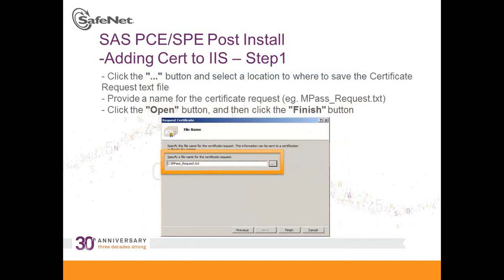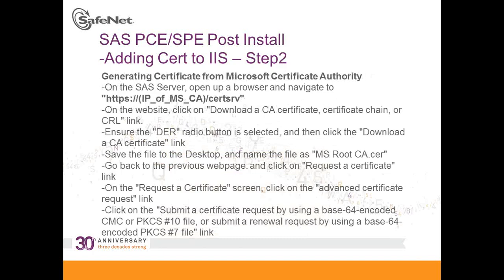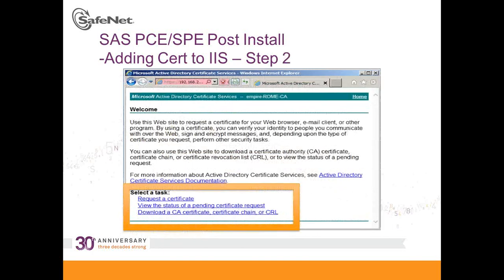Define our distinguished name properties. We're then going to define the location where our certificate request text is located. We're going to open this. We're now going to generate the certificate from the Microsoft CA. Again, there's a set of steps for step 2. I provided some screenshots as well. We request a certificate, we view the status, and we download the CA or the certificate chain or the CRL.